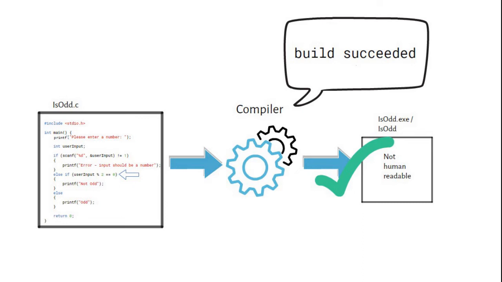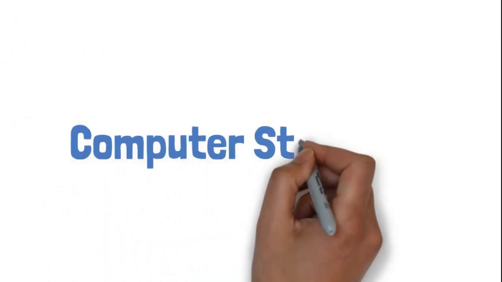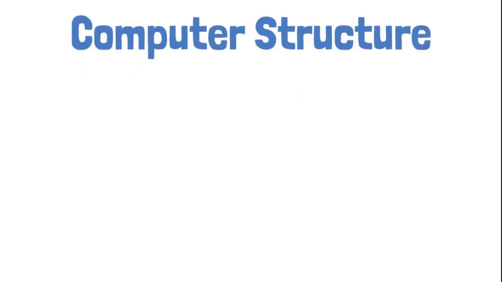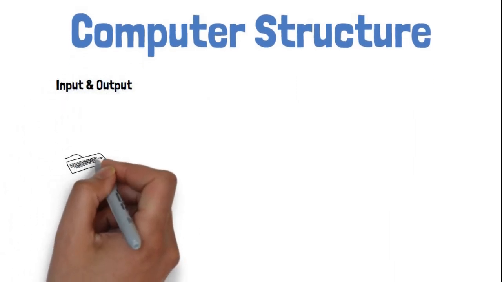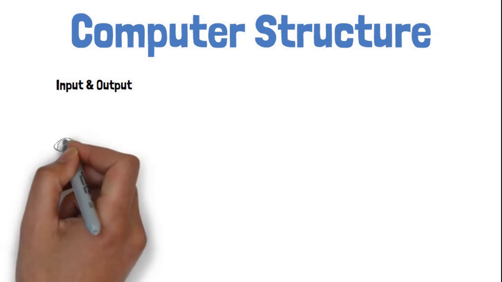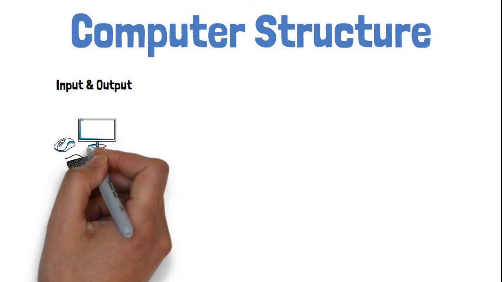Now we have a file ready to run, but let's have a look first at how a computer is structured. First we have input and output tools, like keyboard and mouse, which we use to provide input to the computer, and tools like a monitor to observe output from the computer.